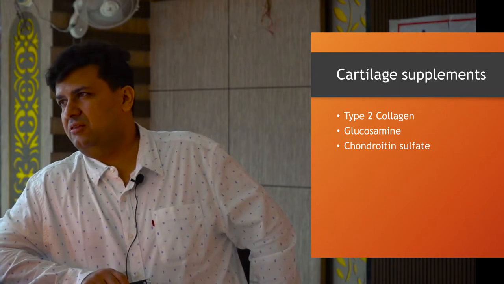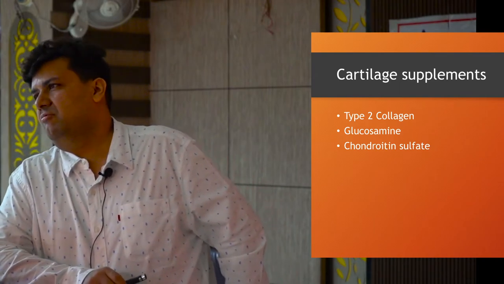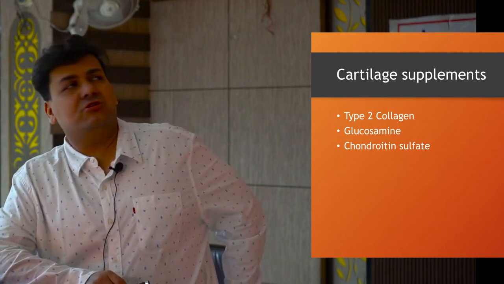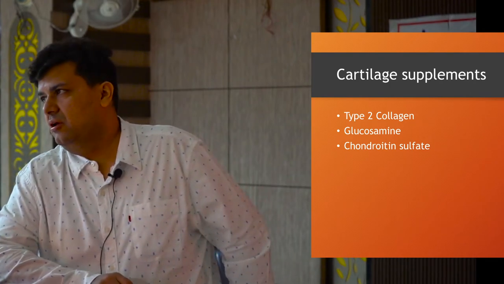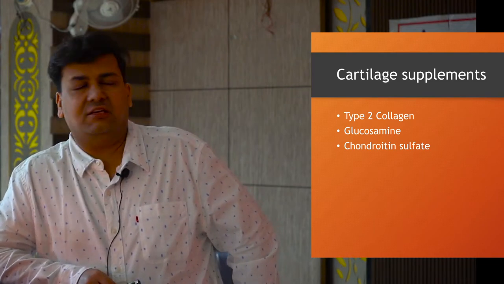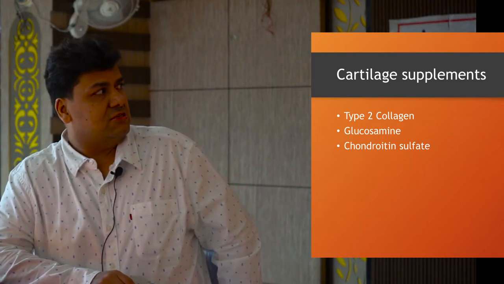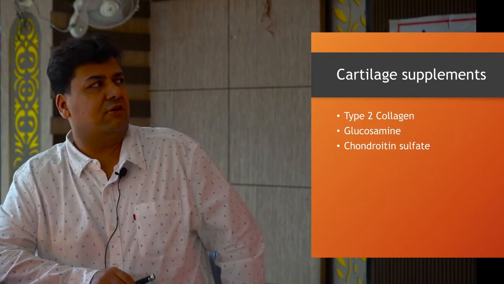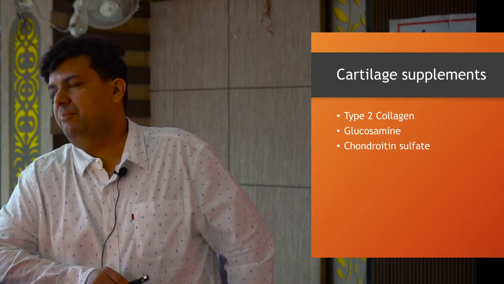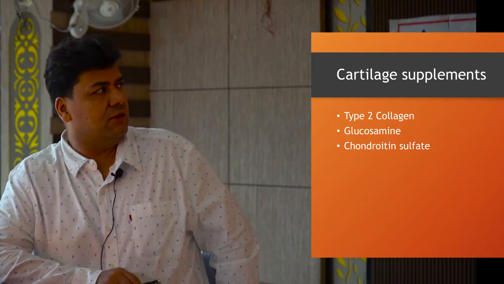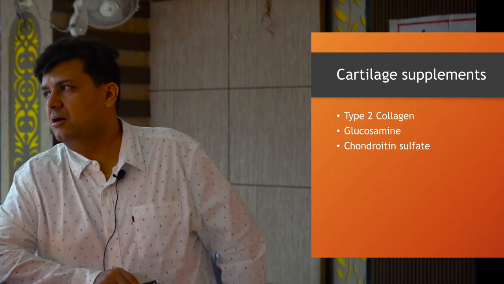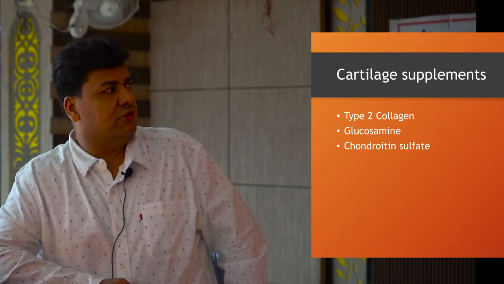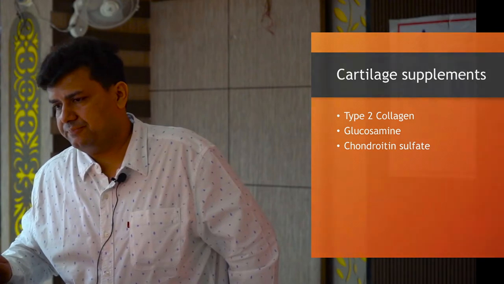But it is costly. I think one tablet costs around 50 to 60 rupees. And since all these act very slowly, the patient has to take it for at least 3 months. So for the rural patient, it's quite difficult to prescribe a tablet of 50 rupees a day. But if the patient can afford it, among these three, this is much more recommended. And for the other patient, you can go for glucosamine and chondroitin sulfate.